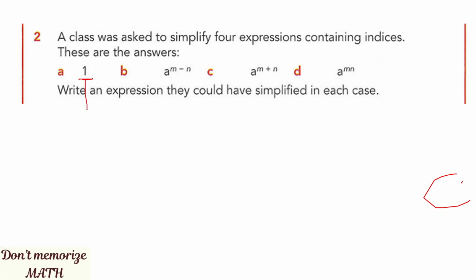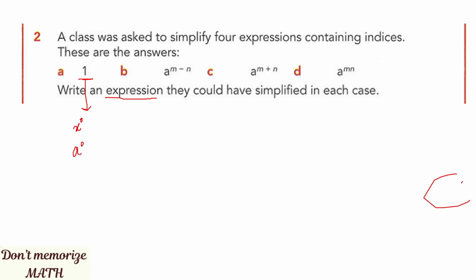So always remember, you already studied the indices rules, right? Any number to the power 0 is always 1. So you can write 1 as x power 0 or a power 0. It must be an algebraic expression. Okay, it must be an expression, so the letter must be there. It's better to write letters.